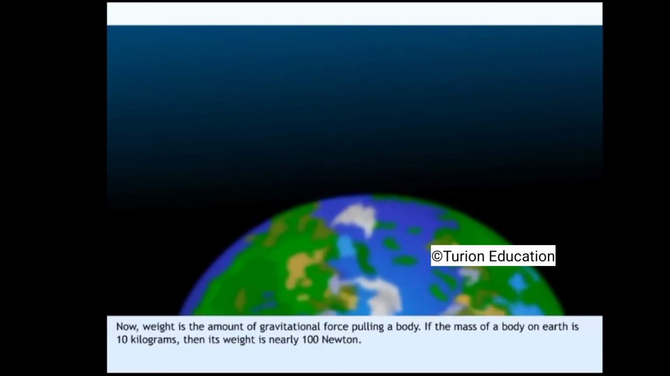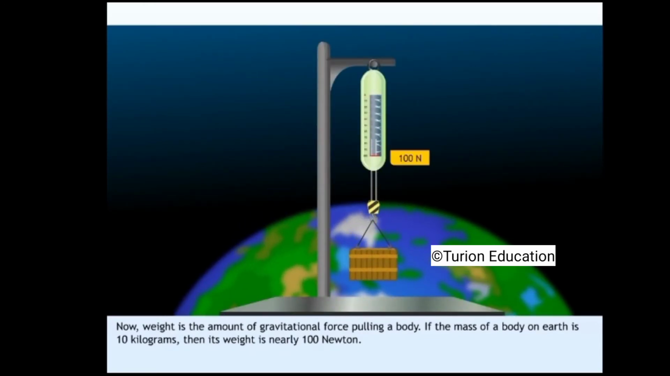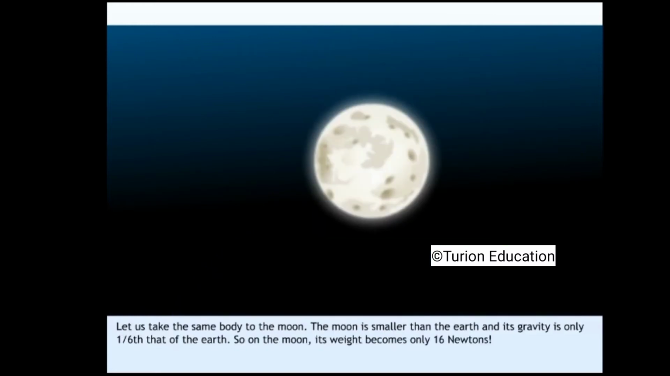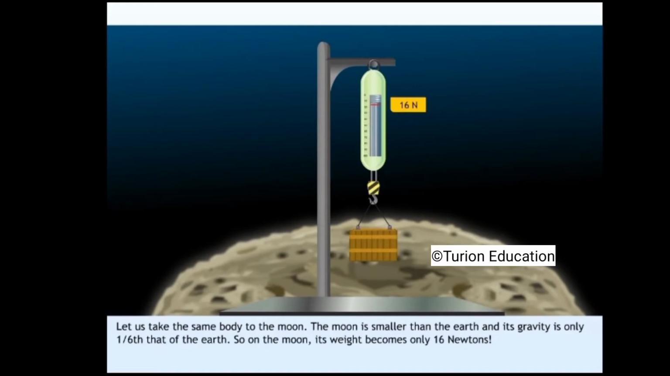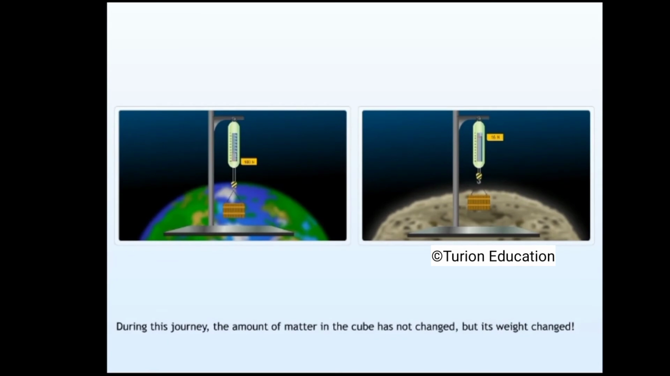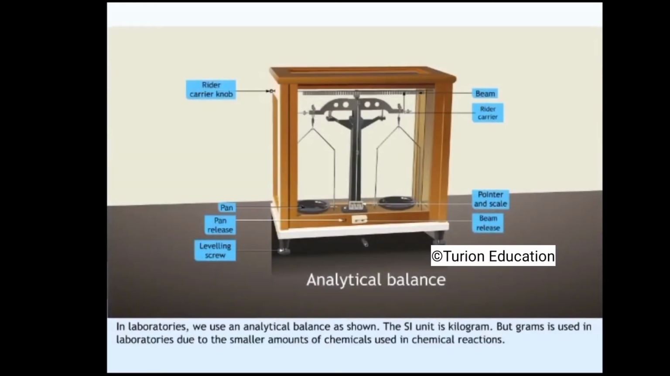Now, weight is the amount of gravitational force pulling a body. If the mass of a body on Earth is 10 kilograms, then its weight is nearly 100 Newton. Let us take the same body to the Moon. The Moon is smaller than the Earth, and its gravity is only 1/6 that of the Earth. So on the Moon, its weight becomes only 16 newtons. During this journey, the amount of matter in the cube has not changed, but its weight changed. In laboratories, we use an analytical balance as shown. The SI unit is kilogram, but grams is used in laboratories due to the smaller amounts of chemicals used in chemical reactions. Now, let us study volume.